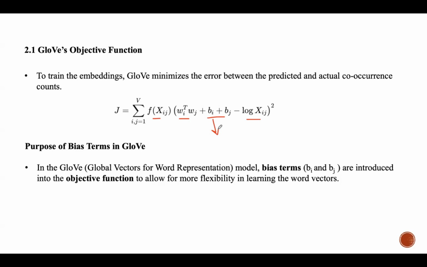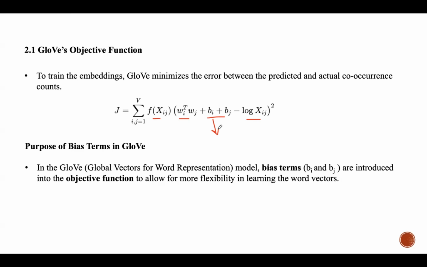Here, bias terms help adjust for the fact that some words appear much more frequently than others. Without biases, the model would assign large dot products to frequent words just because of their high co-occurrence with many other words, which could dominate the learning process. Say, for example, common words like the, is, in usually co-occur frequently with a wide range of other words. But that doesn't necessarily mean they are semantically related to all the words in the same way less frequent but more meaningful words might be.